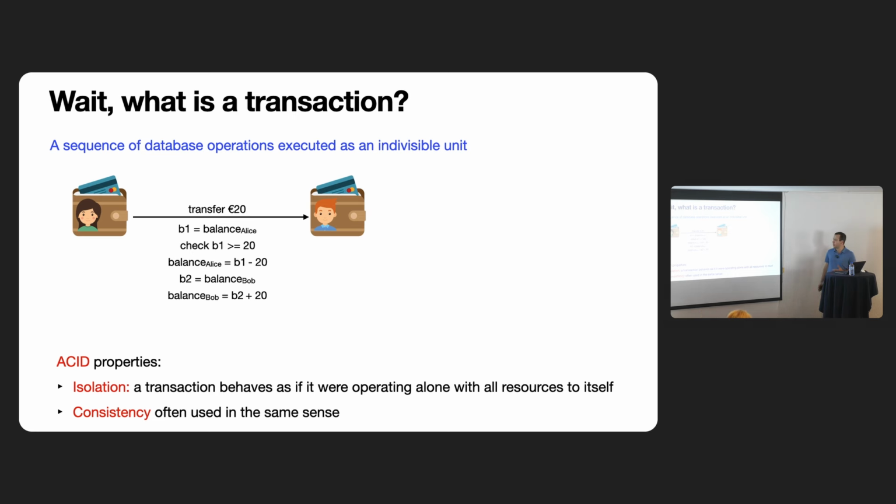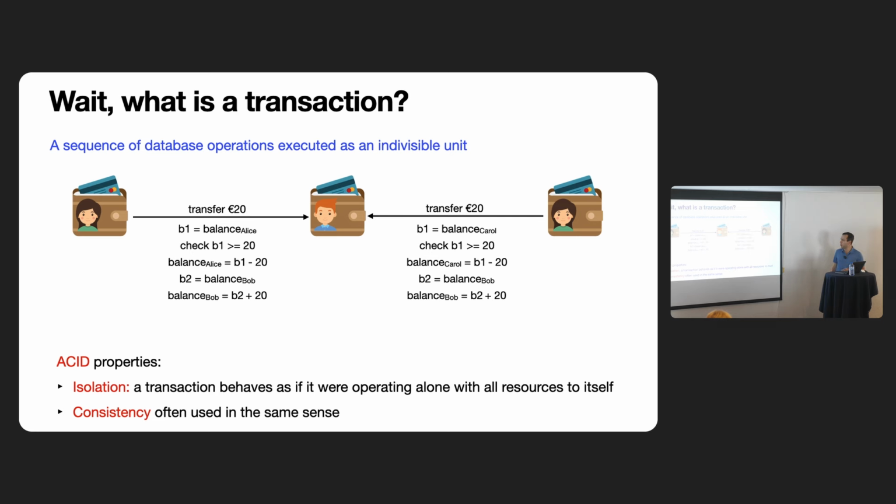Now, to explain this, let's take an example. Let's say Bob has another friend, say Carol. And Carol also wants to transfer €20 to Bob. Then to do this, the database would have to do pretty much the same sequence of operations: subtract €20 from Carol's balance and add them to Bob's balance. Now, ideally, we want to have 40 at the end, right? And to achieve this, usually the database has to ensure that each transaction executes as if it has the whole database to itself. So first we execute one transaction and then the other.